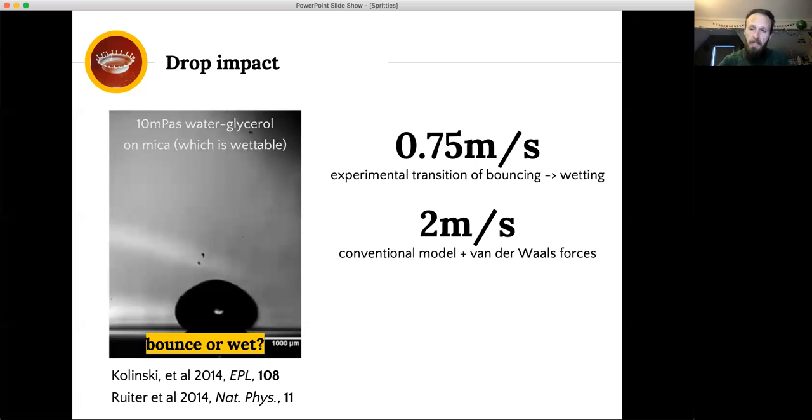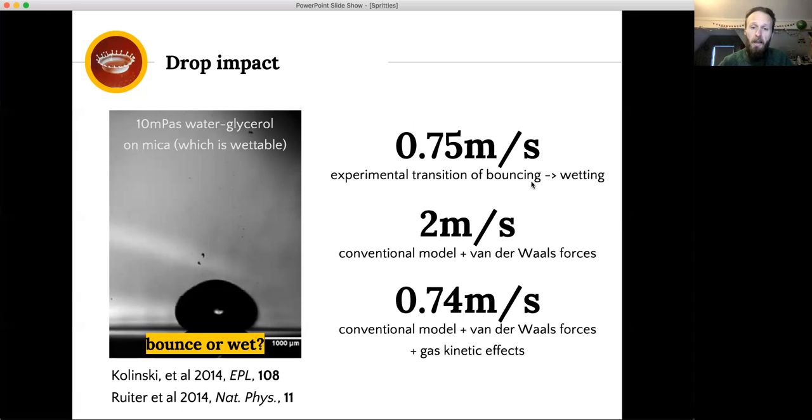Now, if we supplement this with van der Waals forces, we can indeed see touchdown, but this occurs at very, very high speed, much higher than the experimentally observed touchdown. So the conclusion of this work, which I'll show you, is that we need to supplement the conventional model, not only with van der Waals forces, but also with gas kinetic effects within this nanofilm in order to get the transition at the right point. And what I'd like to convince you is that this is actually a relatively simple thing to do.